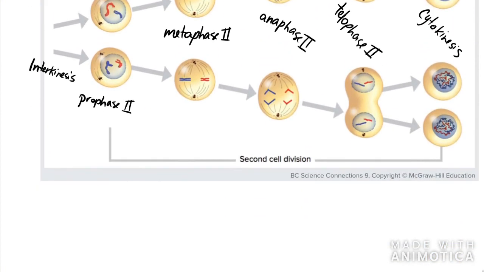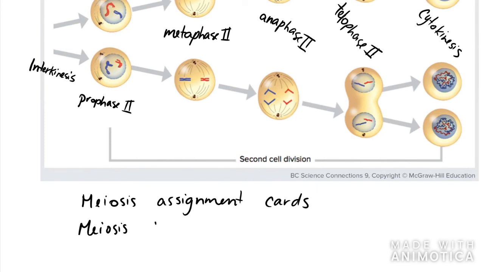Okay, well, your assignment today is the meiosis and mitosis assignment. And there's 2 ways to do this depending on whether you have a printer or not. If you have a printer, I have 2 documents in my Google Drive. One that says meiosis assignment cards, and one that's just meiosis and mitosis assignment.